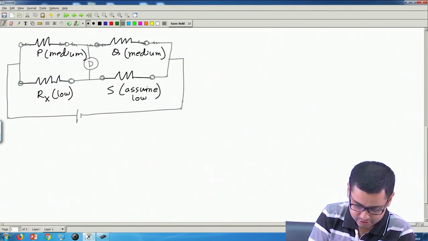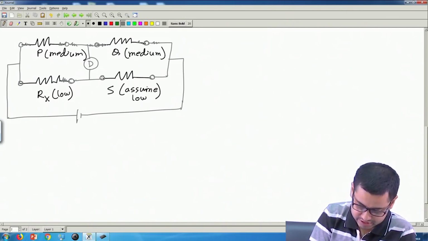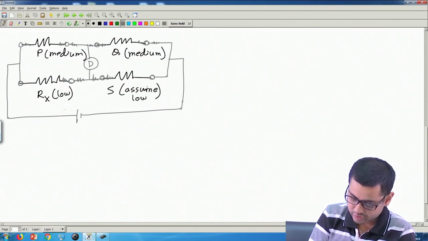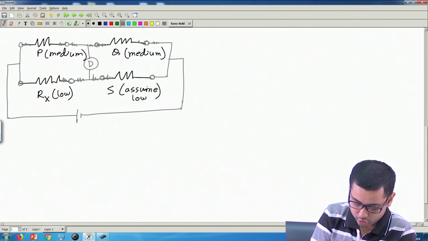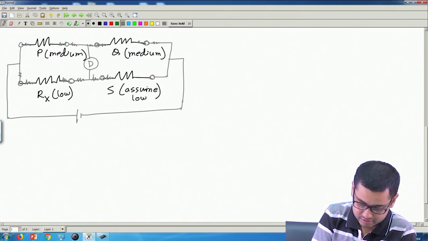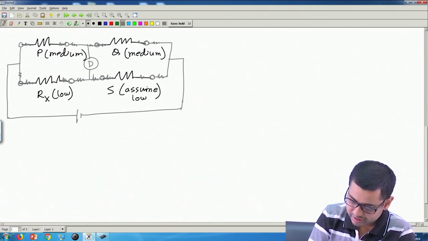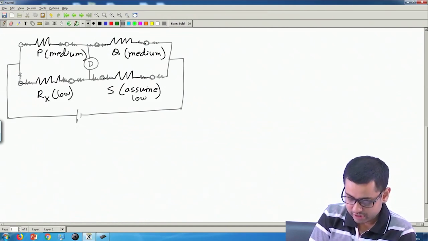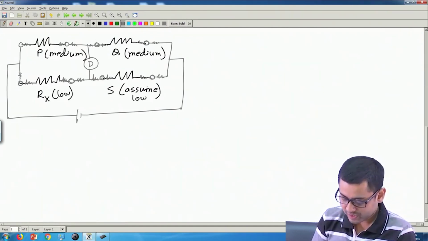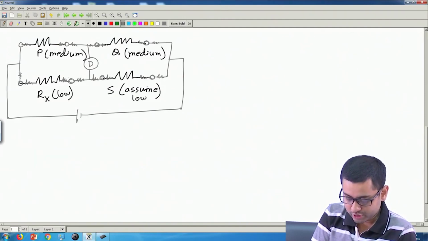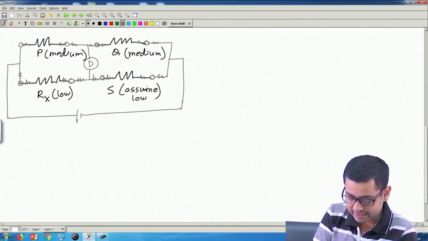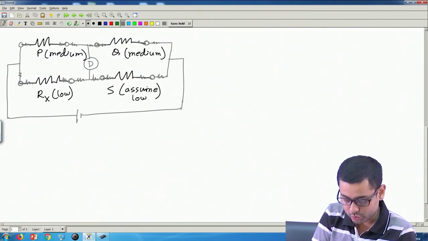But here, this contact resistance, okay, cannot be ignored, because R and S are small, are low value. Okay. Therefore, this contact resistance is getting added to this actual value of R and the value of S.